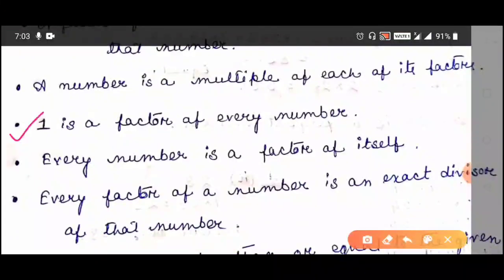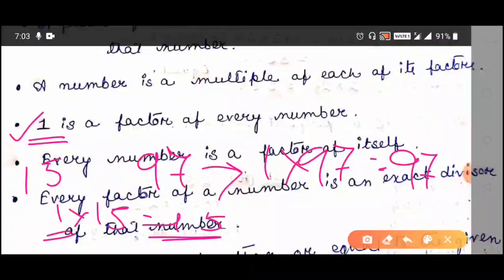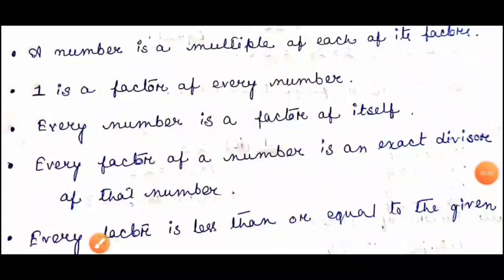Next one is: 1 is a factor of every number. Whenever we find the factors of any number, we will find 1 as a factor. Suppose we are taking 97, then we can write 1 into 97 is equal to 97. If we write 15, then we can write 1 into 15 is equal to 15. In this way, see, 1 is the factor of every number.